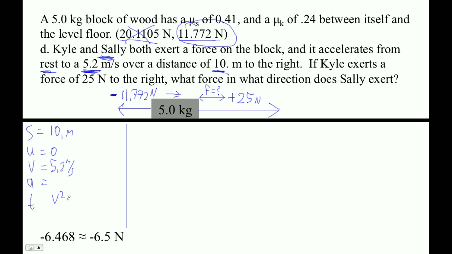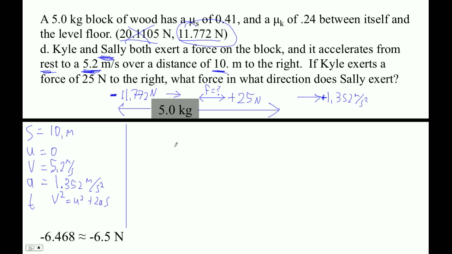I'm going to use v squared is u squared plus 2as. So let's see, 5.2 squared divided by 2 divided by 10. The acceleration is 1.352. Okay, there we go. So the acceleration is this way, 1.352. Okay, so that's going to be a positive acceleration, right? Okay, so now we're all set.